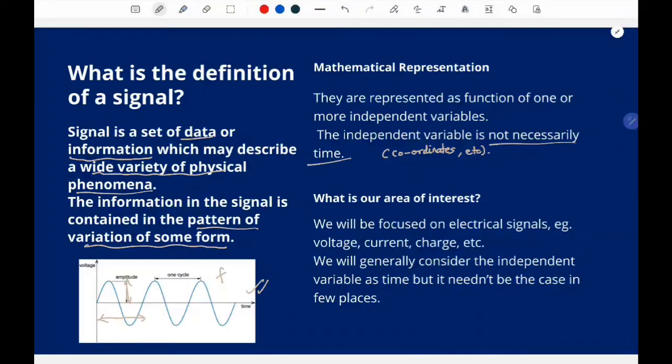But even in electrical engineering, it needn't always be the case, right? Even in image processing, you need to consider other variables like the x coordinates and y coordinates as well. So for convenience only, we are considering it as time, but it needn't be the case always.